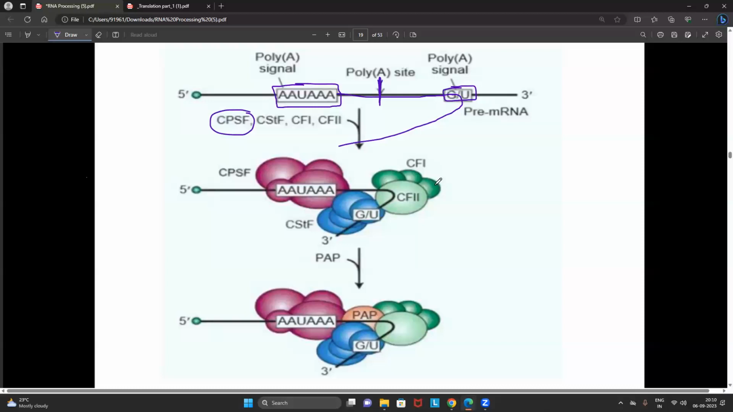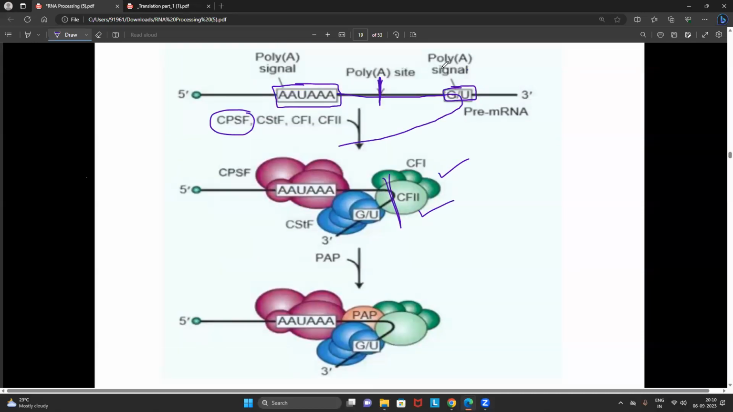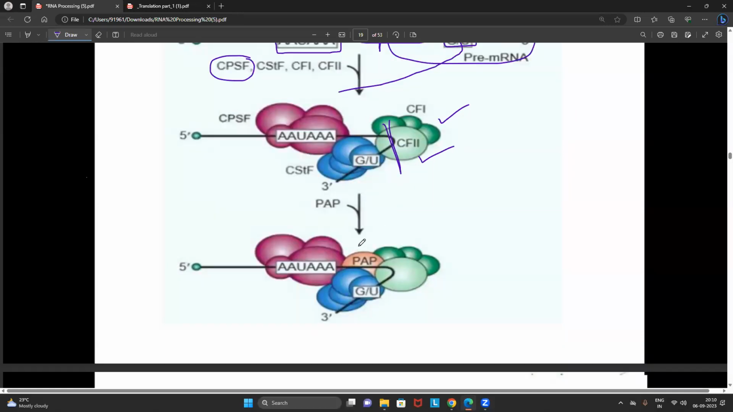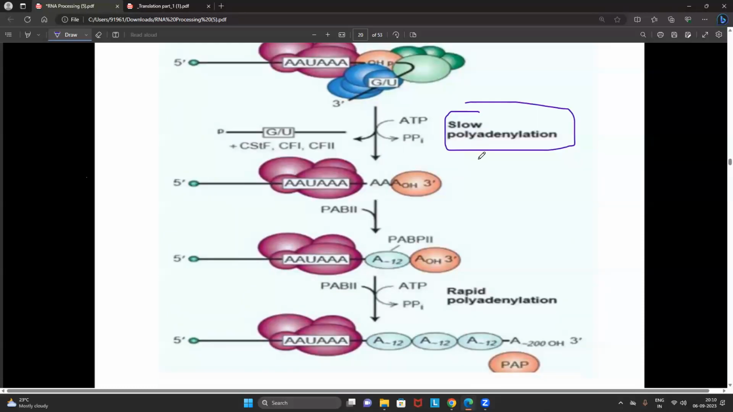Then what's going to happen? Immediately the cleavage factor 1 and cleavage factor 2 come into the picture. And what is going to happen? They will cut at that particular area. The moment they cut that particular area, this entire area will be removed. It will be degraded automatically. Now an enzyme like poly A polymerase will come. But what I told you, poly A polymerase will do only slow polyadenylation, very slow. So hardly it can add, friends, 20 to 30. That's all.